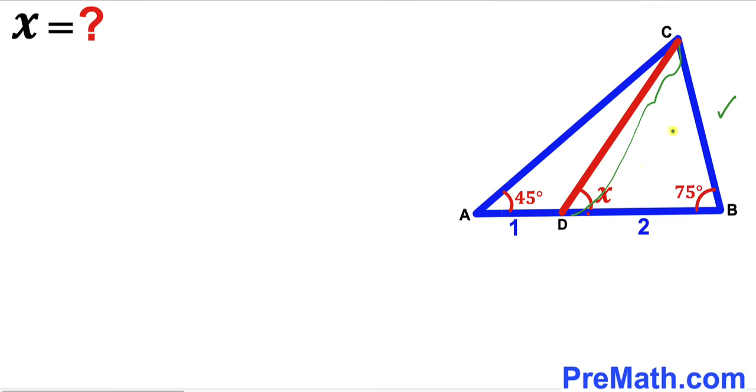In this video, we have got this triangle ABC along with this segment CD, as you can see in this given diagram, such that this segment AD is 1 unit, whereas this segment BD is 2 units. And moreover, this angle CAD is 45 degrees. The angle CDB is being represented by X, and finally this angle CBD is 75 degrees. And now our task is to find the value of this angle X.